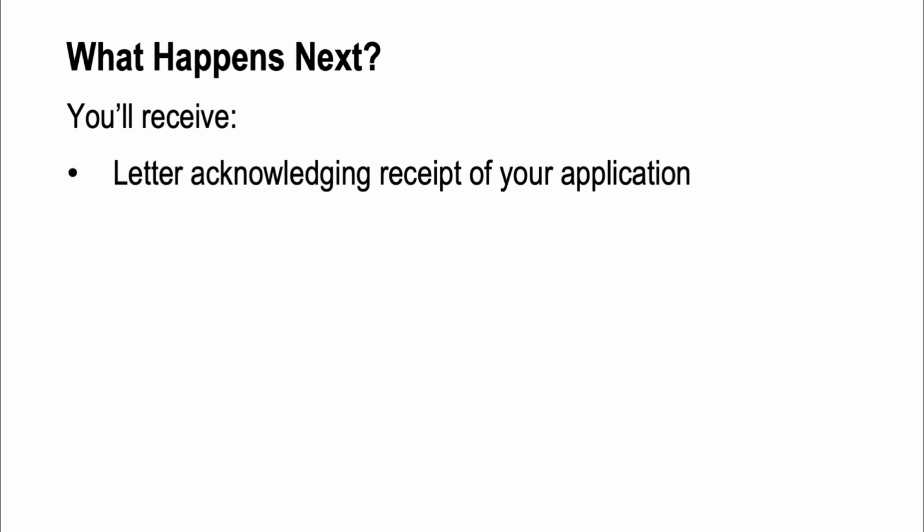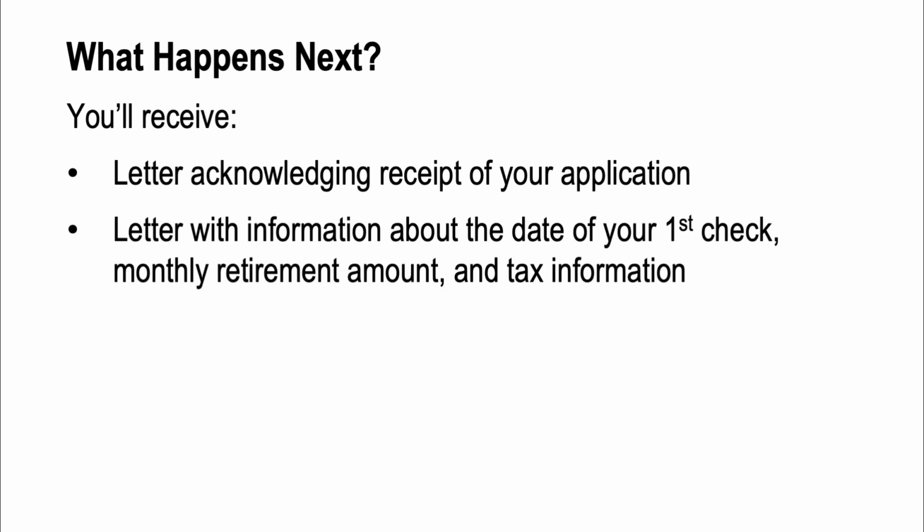So what happens after you submit your application? After we receive your application, we'll send an acknowledgement letter to you and your employer. Once we process your application, we'll send another letter providing the issue date, gross amount of your first check, and some tax information. If you've continued your CalPERS health benefits into retirement, you'll receive another letter confirming your enrollment in retiree health benefits.